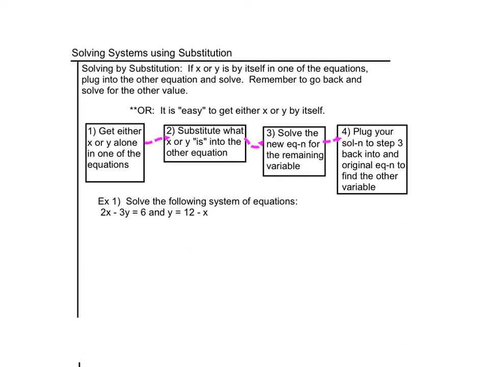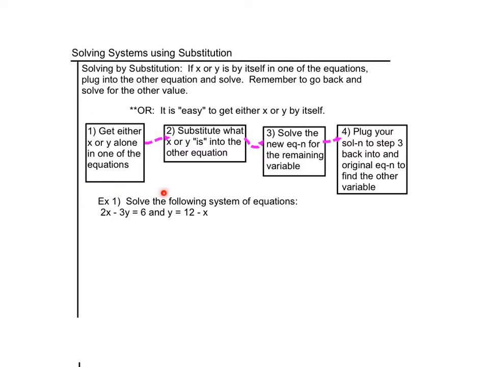So for that reason, we're going to have two other methods, substitution and elimination. When we use substitution, our goal is still going to be the same, to solve for the point of intersection. But we're going to know to choose substitution over elimination if either x or y, so one of the variables, is by itself already, or it's easy to get one of the variables by itself. Usually it's easy if we have a variable without a coefficient, so without a number out front.